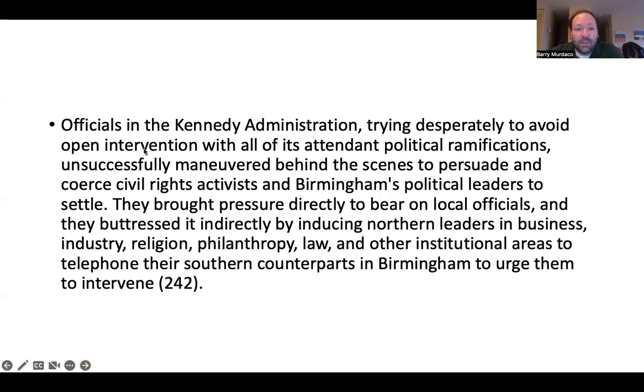It did, of course, force officials in the Kennedy administration to act, trying desperately to avoid open intervention with all of its attendant political ramifications. The Kennedy administration unsuccessfully maneuvered behind the scenes to persuade and coerce civil rights activists and Birmingham's political leaders to settle. They brought pressure directly to bear on local officials, and they buttressed it indirectly by inducing Northern leaders in business, industry, religion, philanthropy, law, and other institutional areas to telephone their Southern counterparts in Birmingham to urge them to intervene.